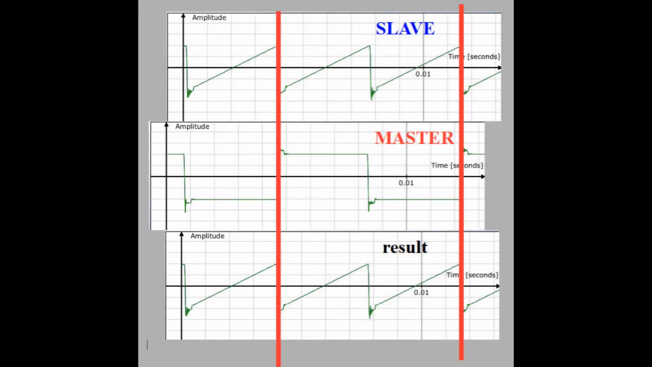How is that? Well, the Hardsync impulses from the master reach the slave always when the slave is going to start a new cycle anyway. Therefore, the resulting overall frequency is that of the slave in situations like this one.